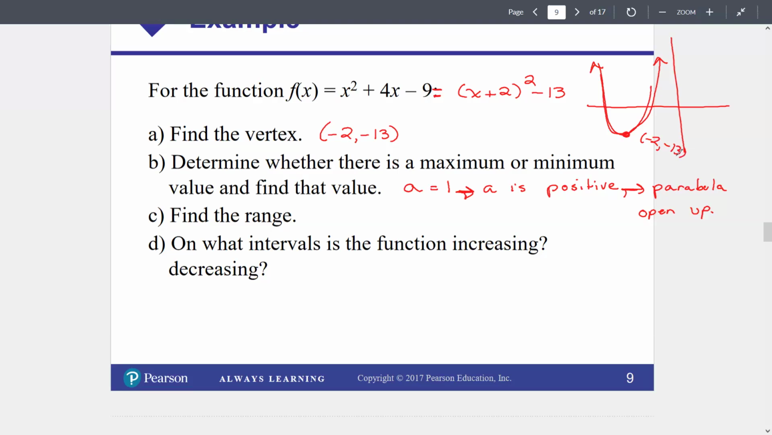So for the next part of this question, a lot of it is really based on what a is. If a is positive, my parabola opens up. That means that at this vertex, as you see, we go from decreasing to increasing, or you can just look at the point. We know that the vertex is going to be a minimum.